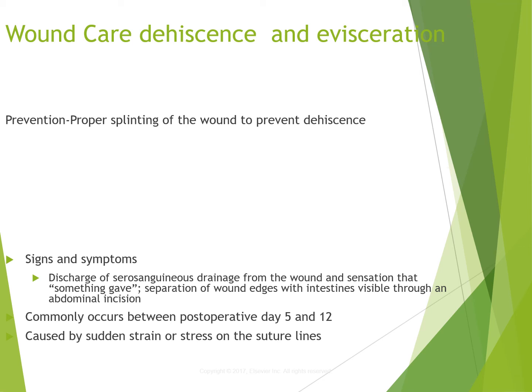Now, signs and symptoms: if it's dehiscence, you'll see some serosanguinous drainage from the wound. If it's evisceration, a lot of times people say they feel like something gave way, and you'll go over and you would see organs visible through the abdominal incision. This tends to occur about 5 to 12 days after the surgery. It's usually caused by sudden strain or some sort of stress on the suture line.